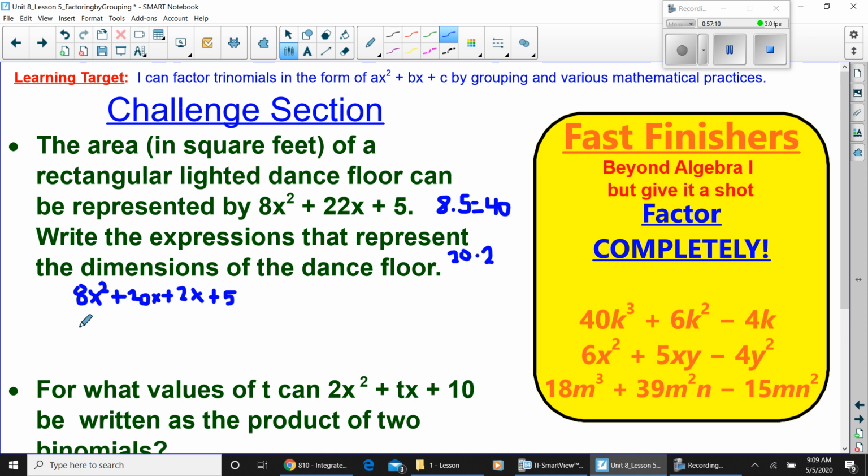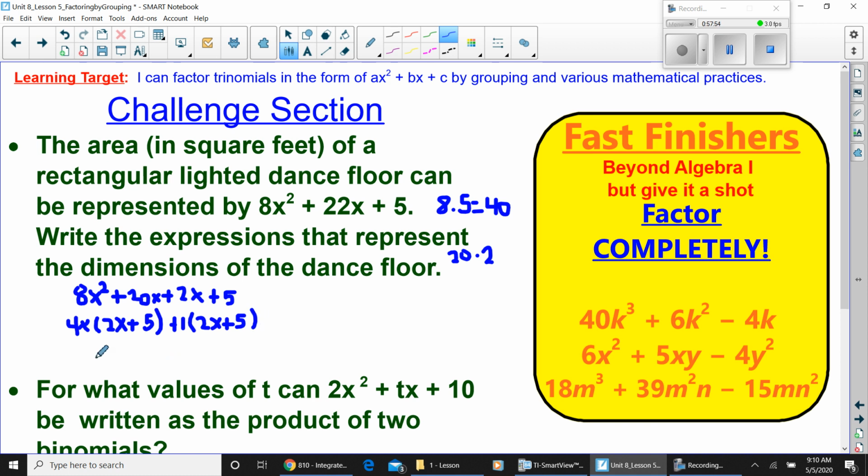So let's talk about it. If 8 is not, that means 4 can go in. So I'm going to take 4 out. 4x times what equals 8x squared? 2x. 4 times what equals 20x? 5. Notice that I stopped myself because I knew that it was impossible. 8 does not go into 20. So there's no greatest common factor between 2x and 5, so I'm going to put a plus 1 and then 2x plus 5.